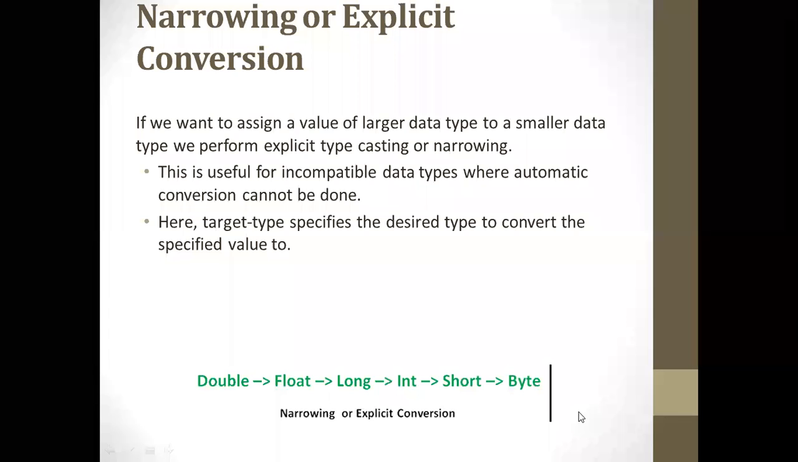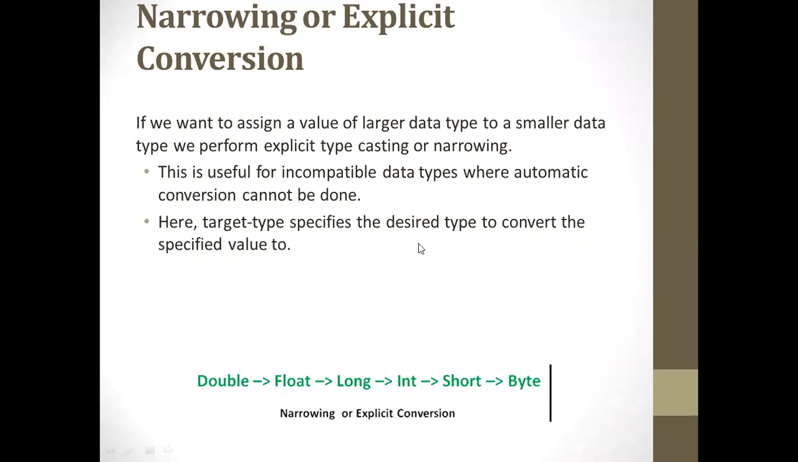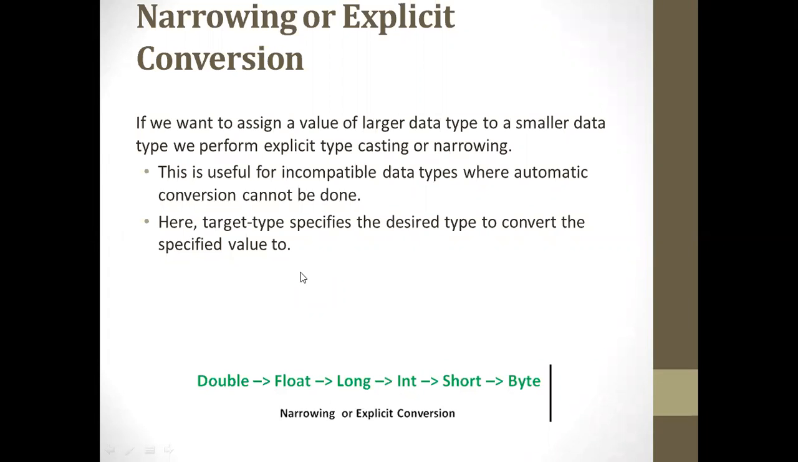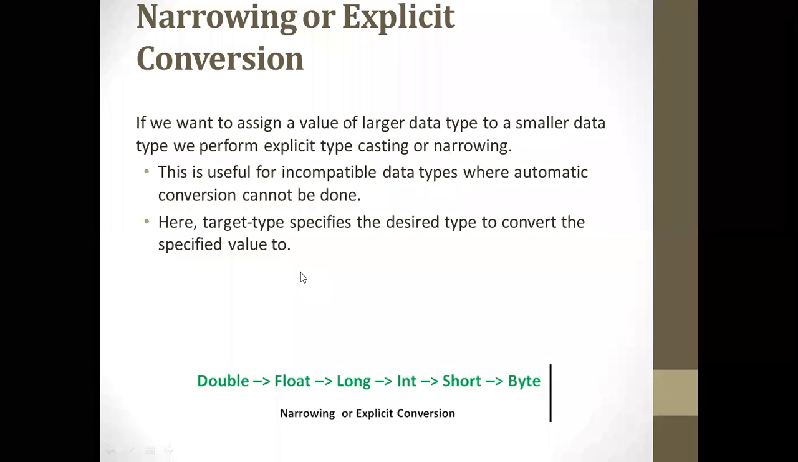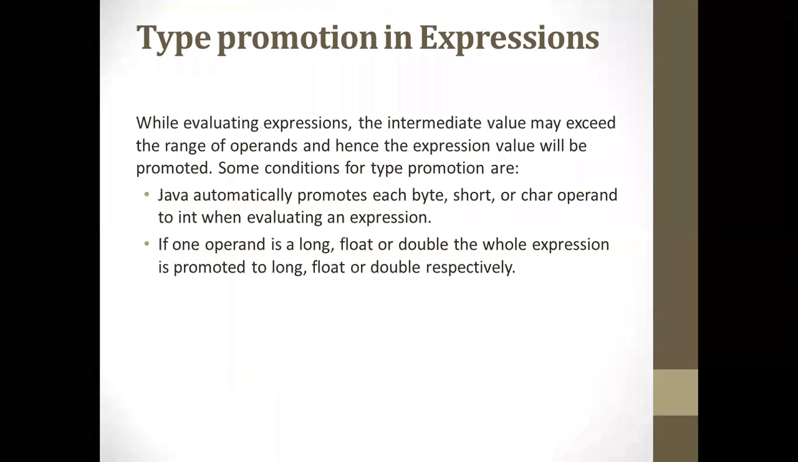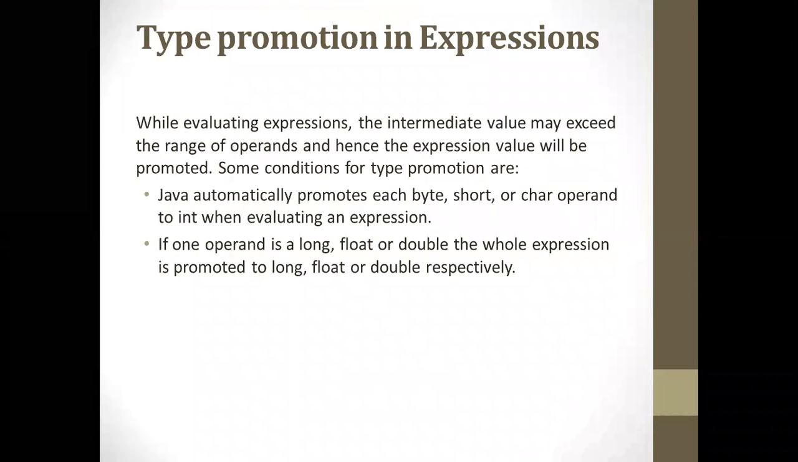Similarly, we have a narrowing part, in which we specify the target type to convert the specified value. Narrowing happens when we assign a value of a larger data type to a smaller data type. That is known as casting or narrowing. You have already done all these things, so I will not go into so much detail. You just go through your book, or you can follow my notes that I will give you after this session. And if you feel any problem, you can discuss afterwards.